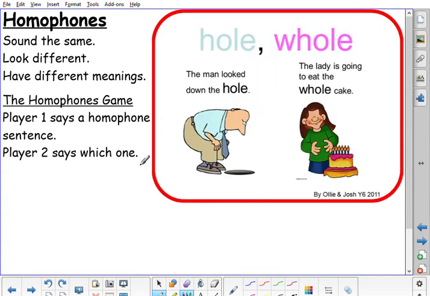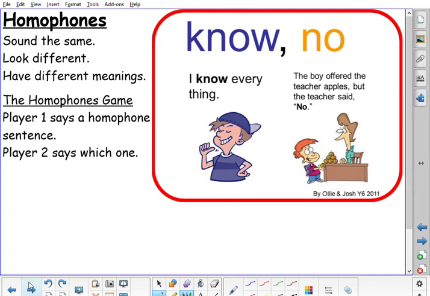Let's have a look at another one. Here we've got whole and whole. The man looks down the hole. The lady is going to eat the whole cake. Notice the silent W when there's nothing missing. There's a tricky bit to watch out for. No and no. Here's somebody who's very pleased with themselves. I know everything. The boy offered the teacher apples, but the teacher said no.